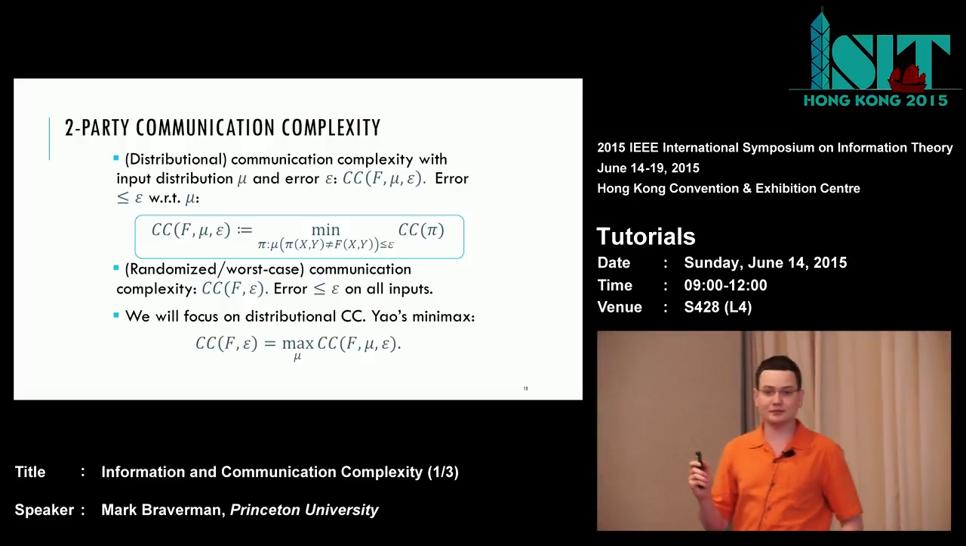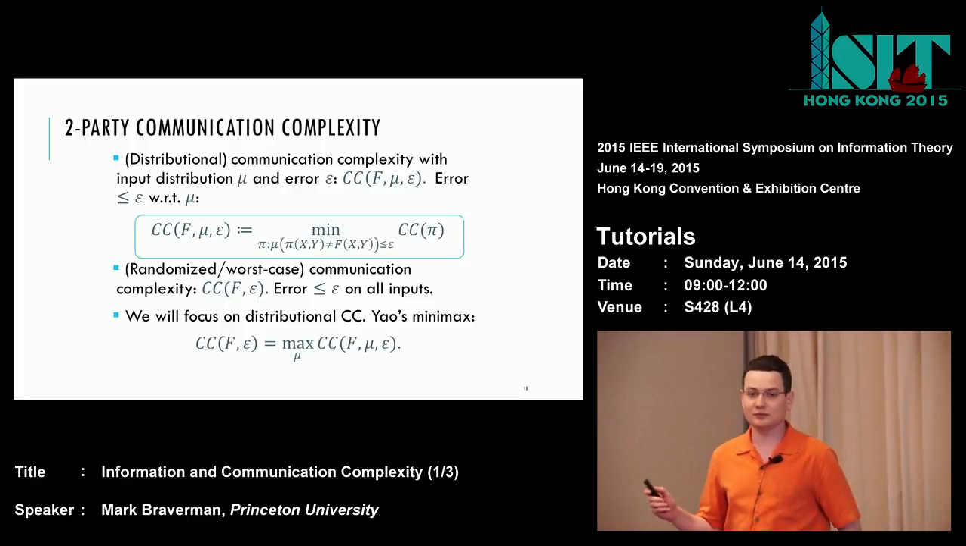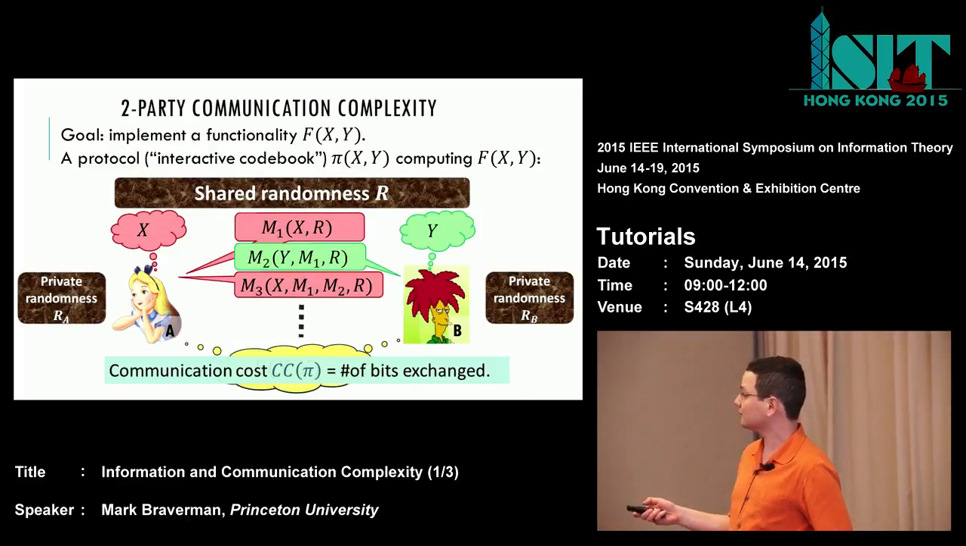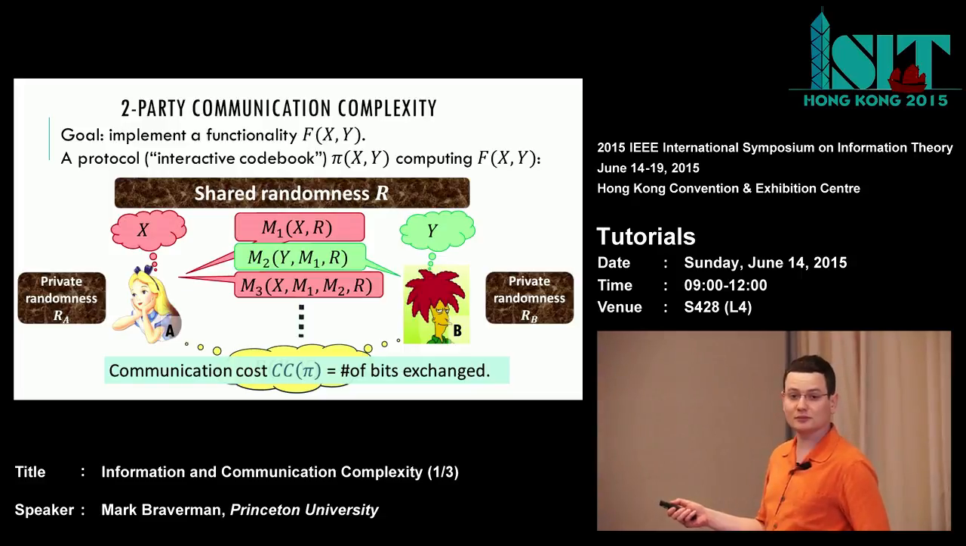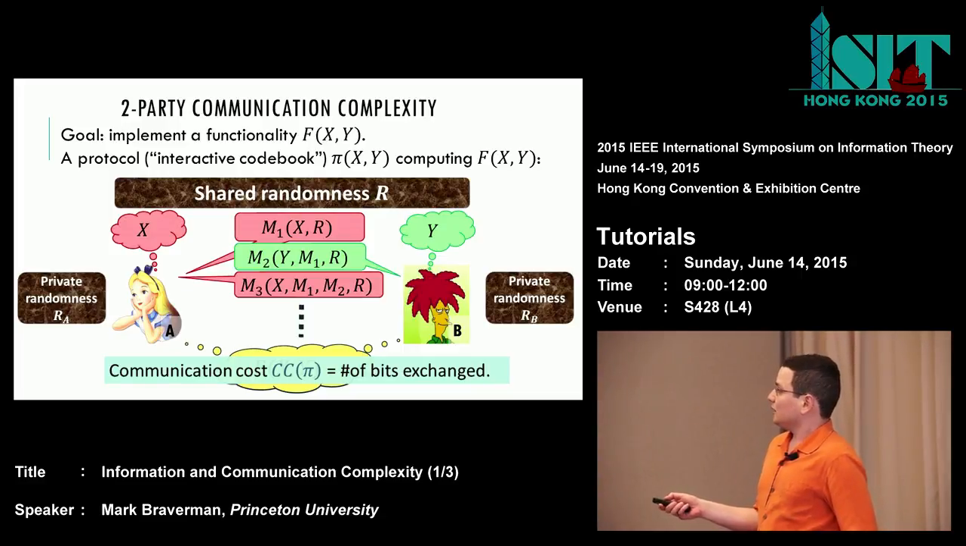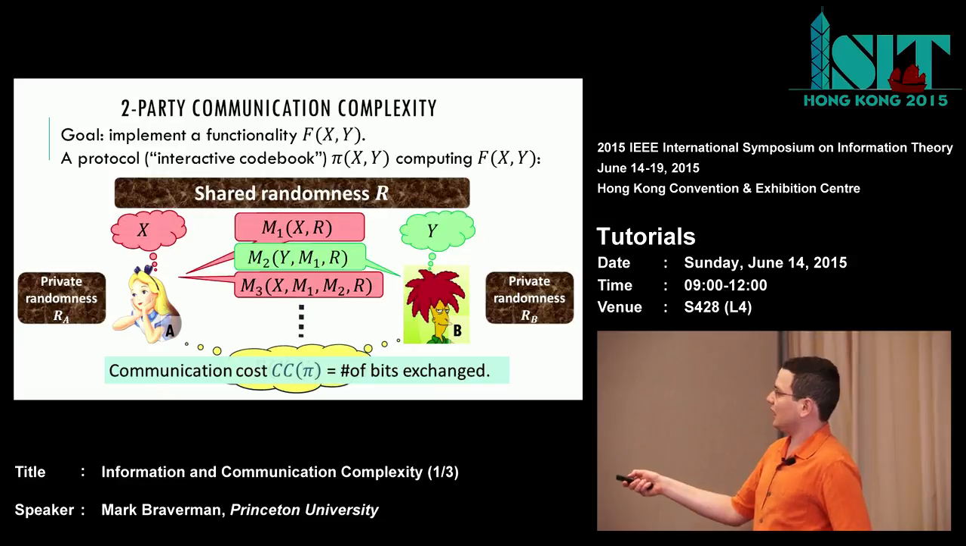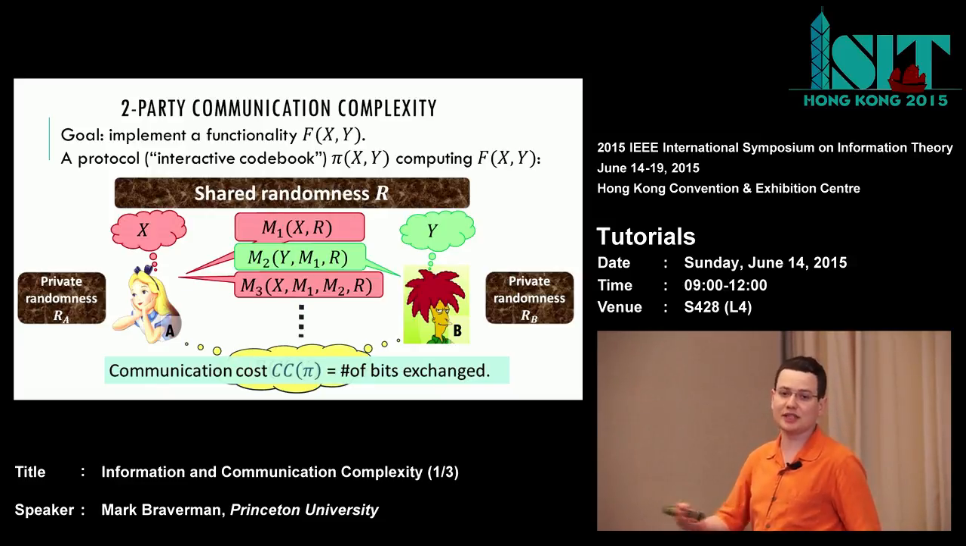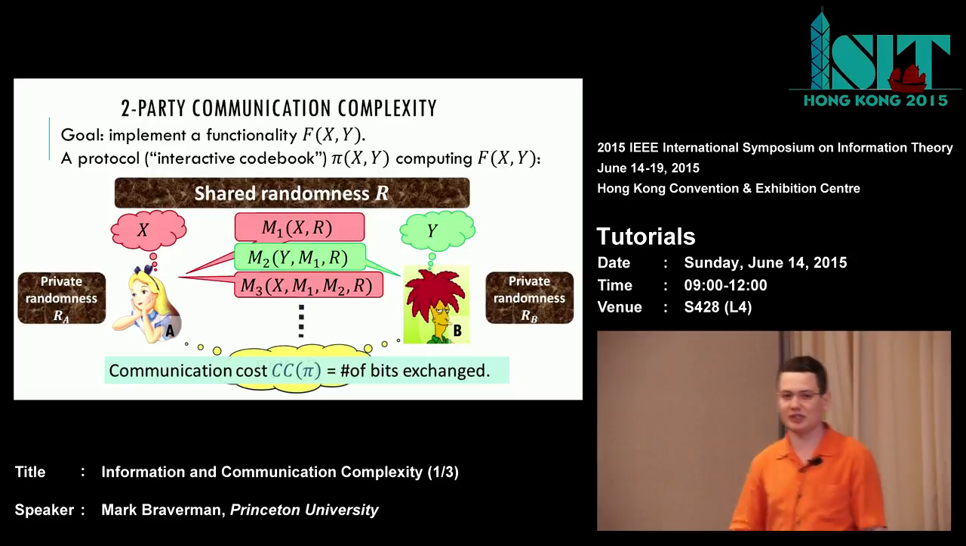Yeah? It's a question regarding the model from last time. The players, do they alternate, or does it matter? It's all exchanged. So here, the messages can have more than one bit. So then you can assume that they alternate without loss of generality.